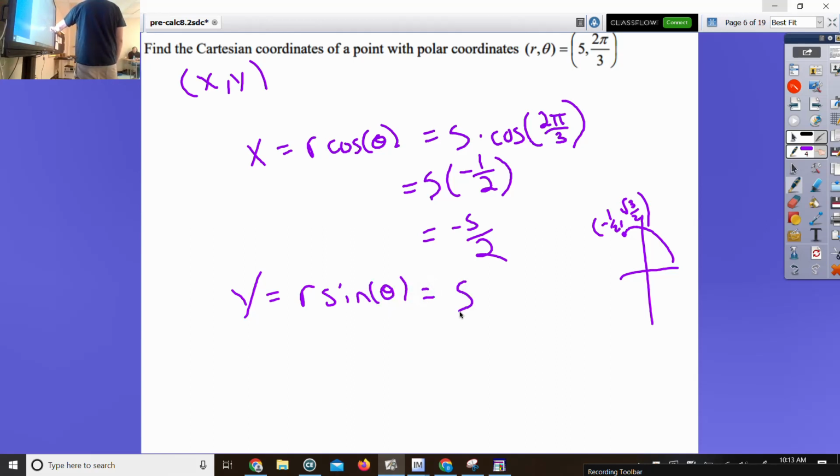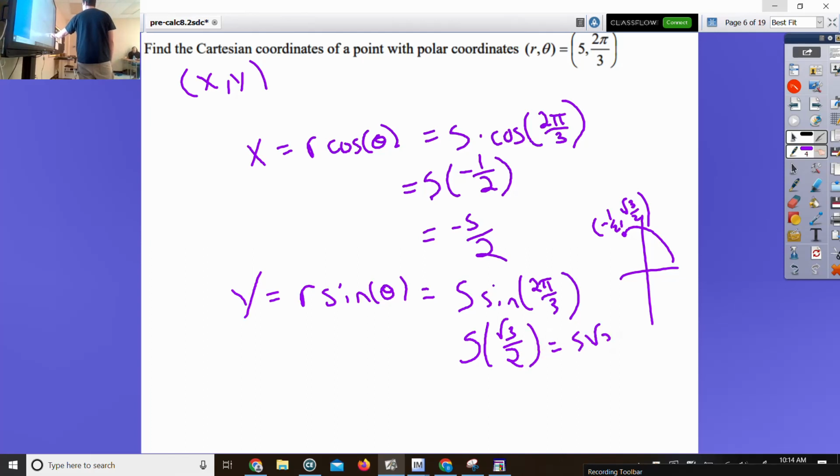So still 5 times the sine of 2 pi over 3. That one is root 3 over 2, right? 5 times root 3 over 2, which I reckon is 5 root 3 over 2. I don't know. Years and years of pushing buttons and jumping there.